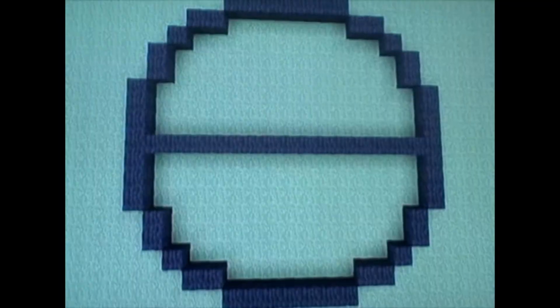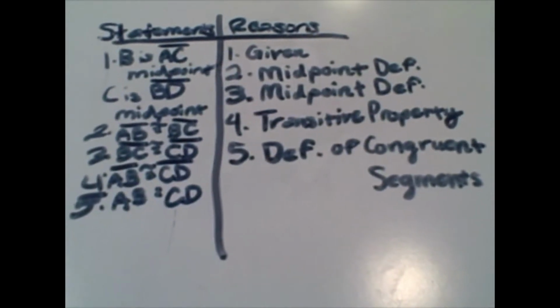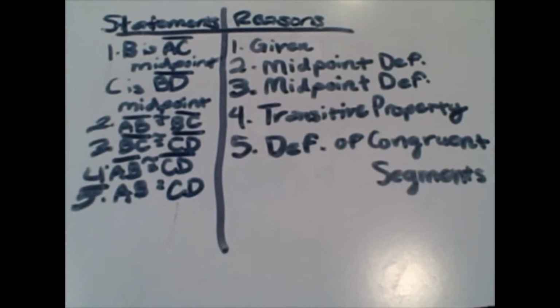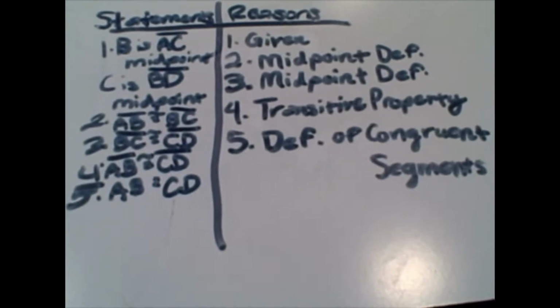Circumference is the distance around a circle. Area is the amount of surface covered by a figure. A proof is a logical argument that shows a statement is true.